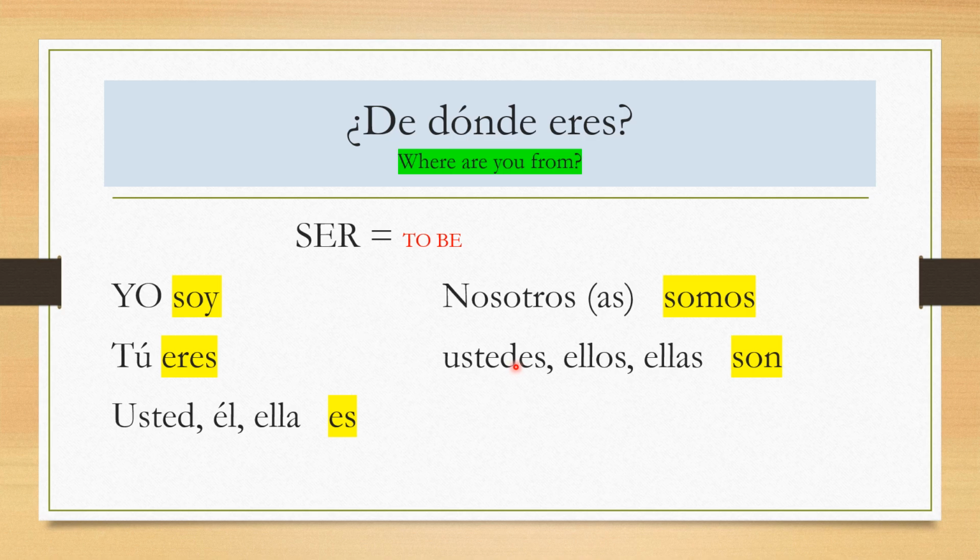The plural form. So it's you all, they, masculine or feminine. Ustedes son. Ellos son. Ellas son. Right? The verb to be, the verb ser, needed to answer the question, ¿De dónde eres?